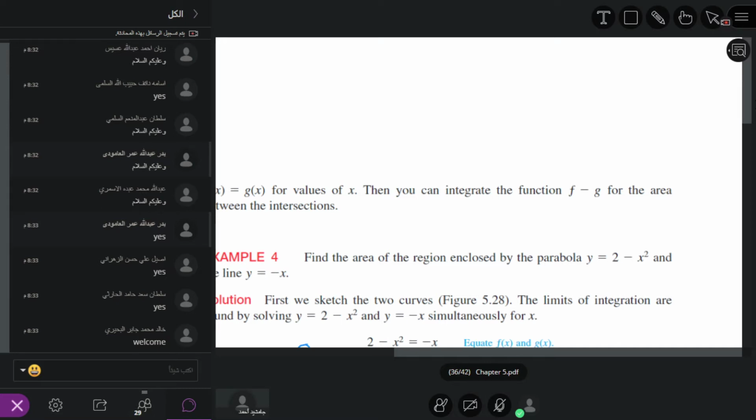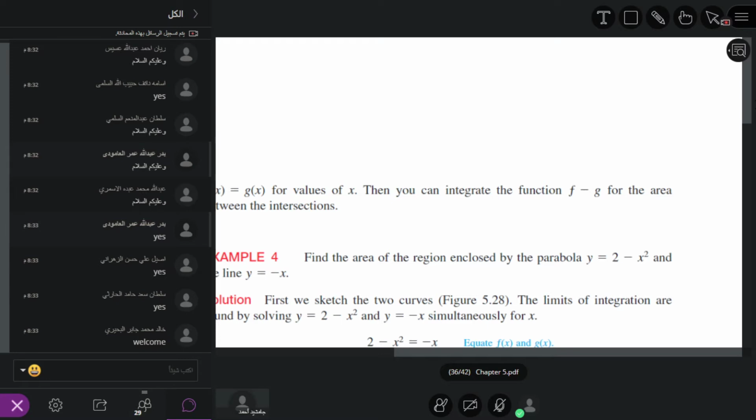So we have now the following interval. It means the closed interval from minus 1 to 2. So a is equal to minus 1, b is equal to 2.